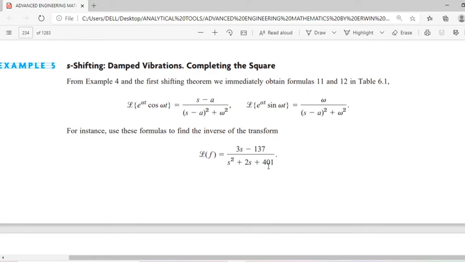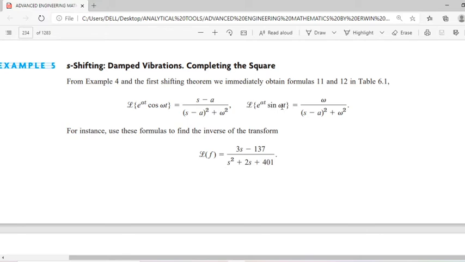Yeah, it is another problem. It's very interesting. By the shifting theorem, L of e raised to at cos omega t is, instead of s, we use s minus a. What is the Laplace transform of cos omega t? s by s square plus omega square. What is the Laplace transform of e raised to at cos omega t? s minus a divided by (s minus a) square plus omega square.